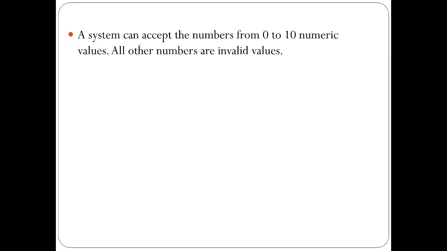See the example. A system can accept numeric values from 0 to 10. All other numbers are invalid values. So the valid values are 0 to 10, and all the remaining are considered invalid values. You first need to recognize the partitions, how we divide the values between invalid and valid partitions, and then select the values from each partition, specifically the values which fall on the boundaries.